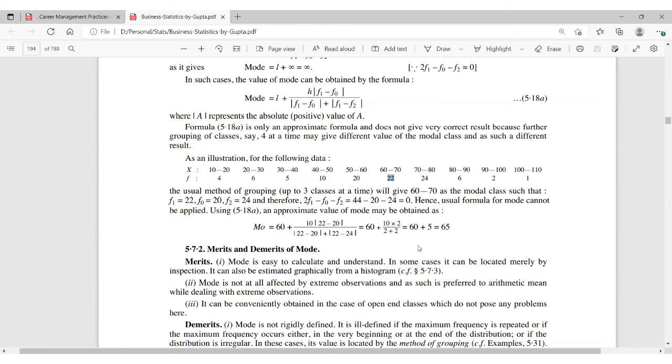F1 is the frequency of model class, that is 22. F1 आ गया 22. F0 आ गया 20. F2 आ गया 24. Formula में put किया. Answer is 65. This is mode.